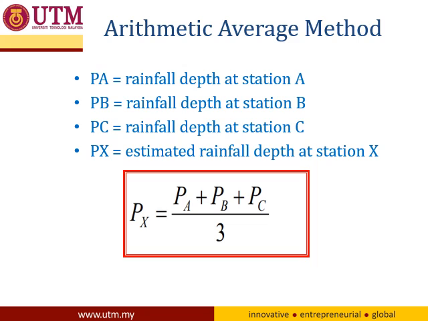So arithmetic average is just the average. Maybe station X has some missing data on 1 January 2010. So we want to fill in that missing data. What we do is just take neighboring stations. Let's say there are 3 neighboring stations, not necessarily really near, but the nearest to station X. So we just take the average. So that is arithmetic average.